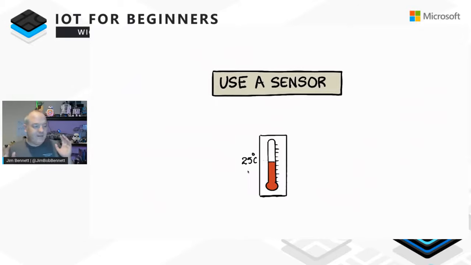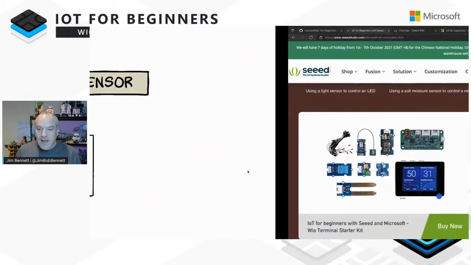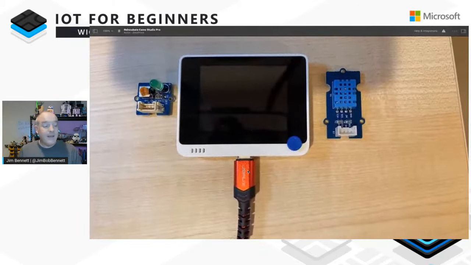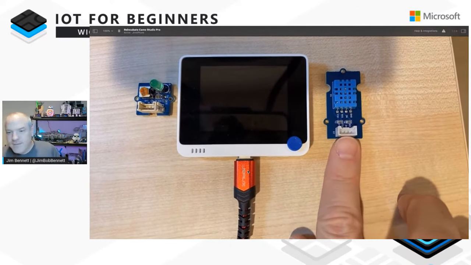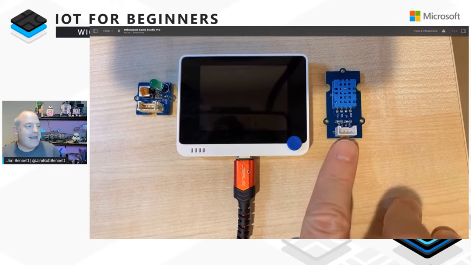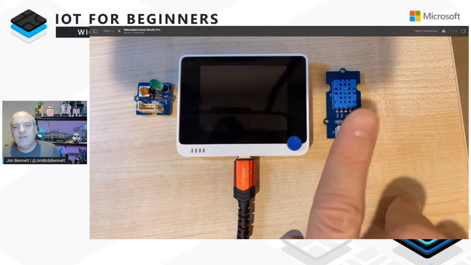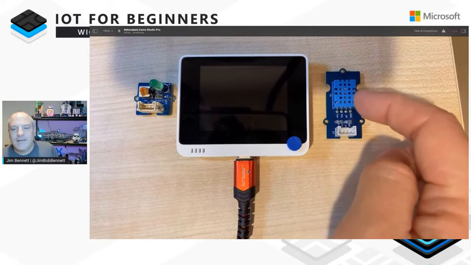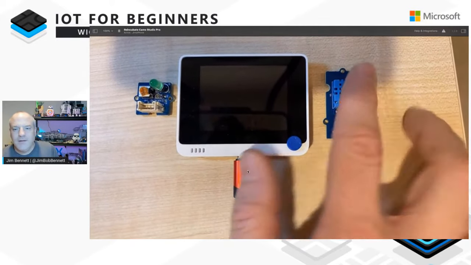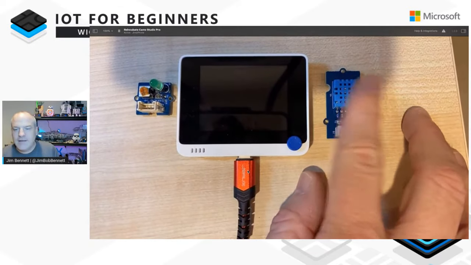So let's actually use one. Let's just dive in and actually get going with the sensor. And the particular sensor I'm using is a temperature sensor, kind of a good 101 level sensor. So this is the temperature sensor here. This is a DHT11 from Seeed Studio, a digital humidity and temperature sensor. So encased in this blue plastic box here is the actual sensor components. It's in like a blue cage to protect it.